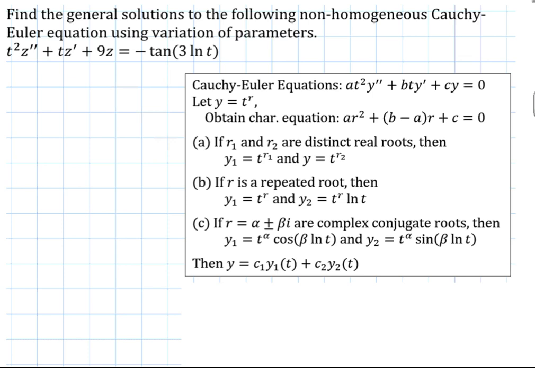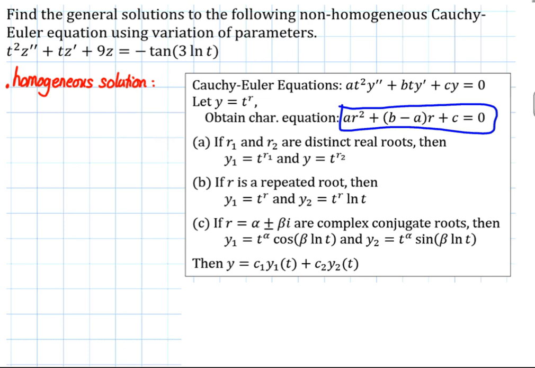This is probably the longest question on this review. The Cauchy-Euler equation is easy. The homogeneous part of the solution is easy. So let's just find the homogeneous part of the solution. I'm just going to use this form of the characteristic equation or auxiliary equation.